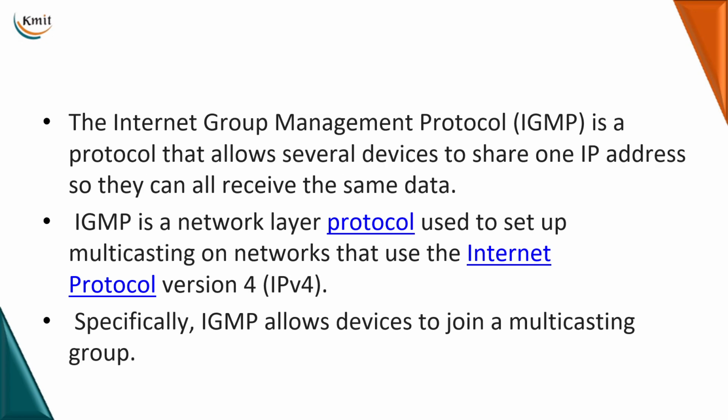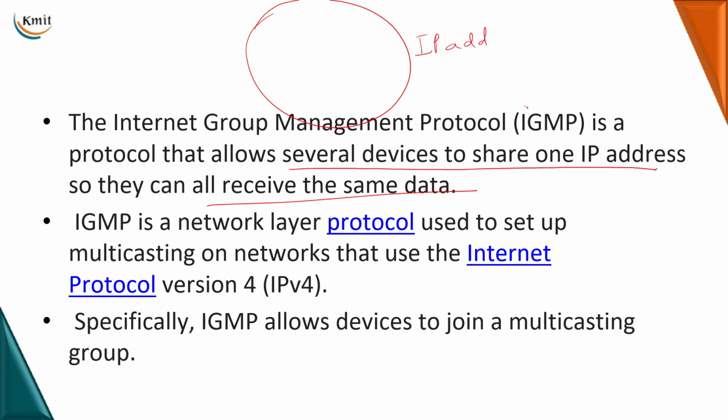Now let me tell you in short what IGMP actually is. The IGMP protocol allows several devices to share one IP address so that they can all receive the same data. So I will have a group of devices in a network. They all share one IP address. Any message which is coming will be delivered to a group of devices instead of one device. This is called multicasting.